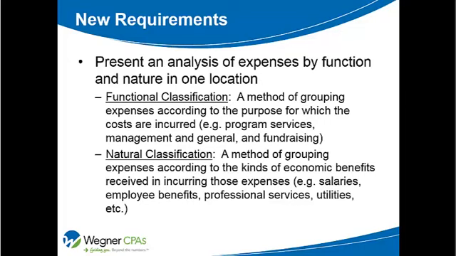The natural classification is based on that expenditure. What is the economic benefit? Okay, oh, that was a salary. So you got services provided by the employees. That was an employee benefit. That was a utility. Okay, so functional classification is your purpose. So program services, management and general, and fundraising. And natural relates to the kind of benefits that you received. So salaries, employee benefits, professional services, etc.